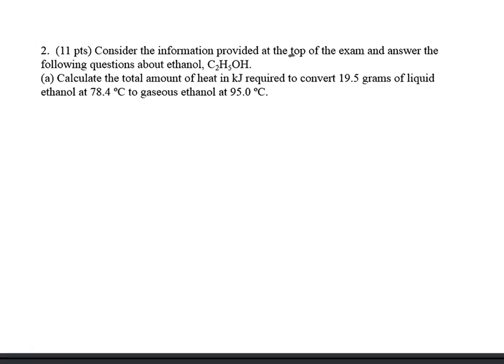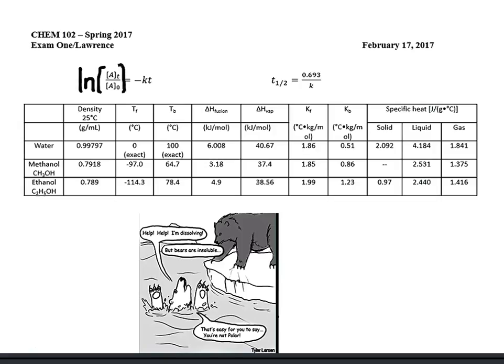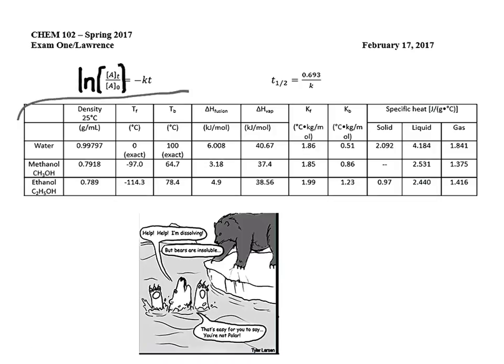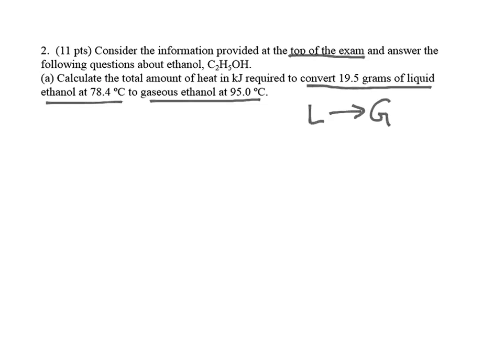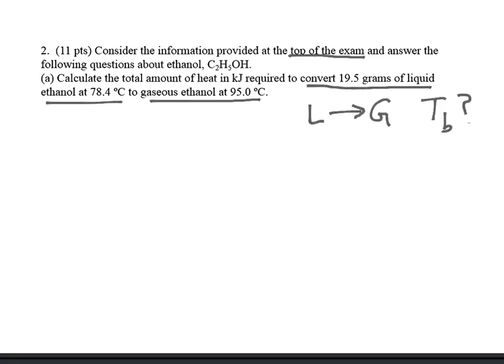Number 2, consider the information provided at the top of the exam. So if we go back to the exam, the front page, that's going to be this table here. So we're going to use that information, and we're going to convert liquid ethanol at a certain temperature to gaseous ethanol at 95 degrees. So that means we're going from the liquid to the gas phase, which is vaporization. So we need to go back and identify what the boiling temperature is, the boiling point, so that we can figure out how many steps there are in this problem.